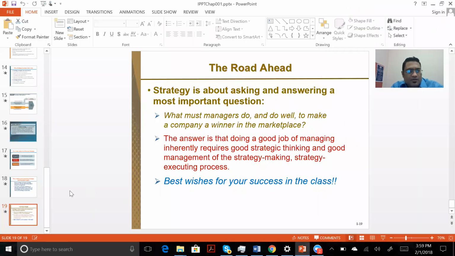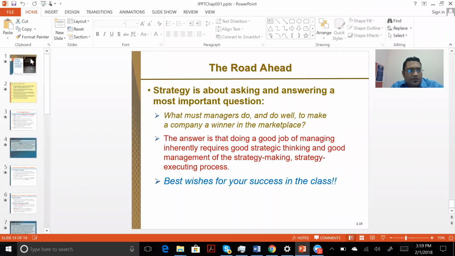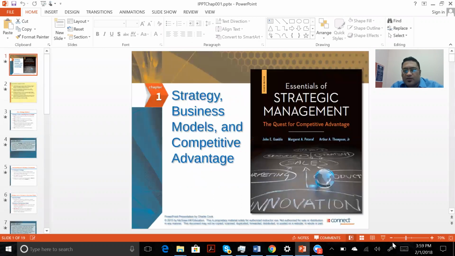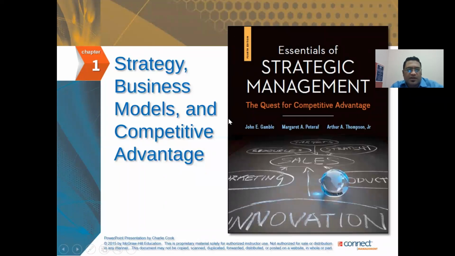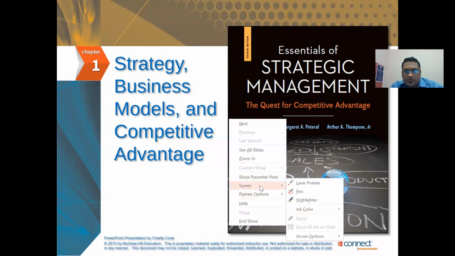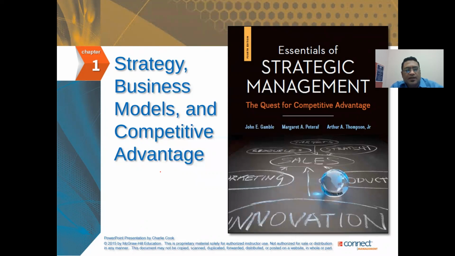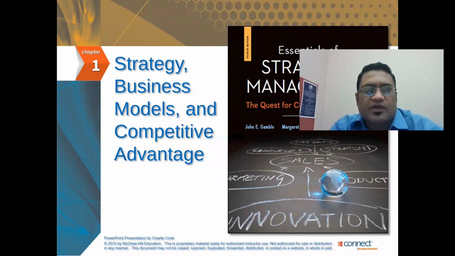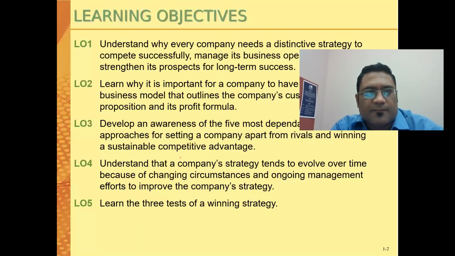So let's go to chapter number 1. Here it is. Chapter number 1 is about strategy, business models, and competitive advantage. Now this chapter, if you go through these PowerPoints, you will see definitions for all of these. So let me just show you the definition.